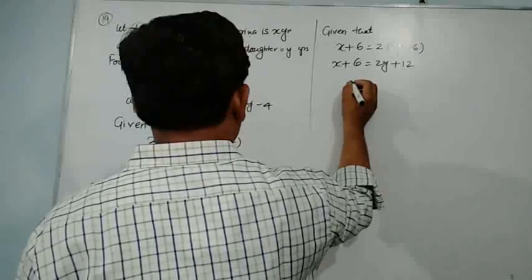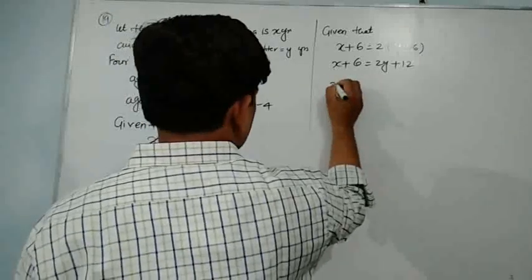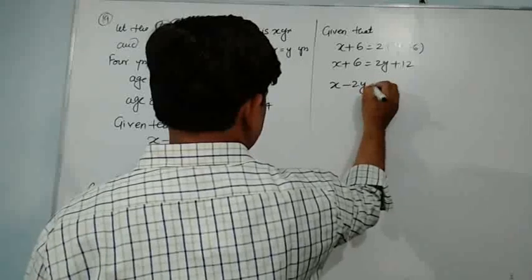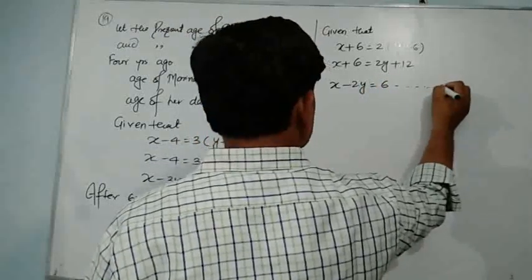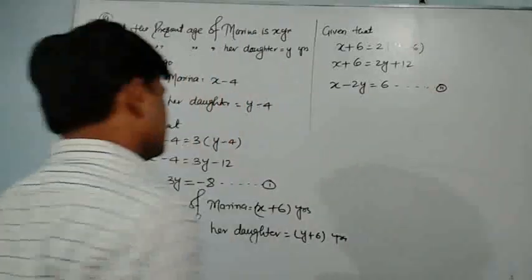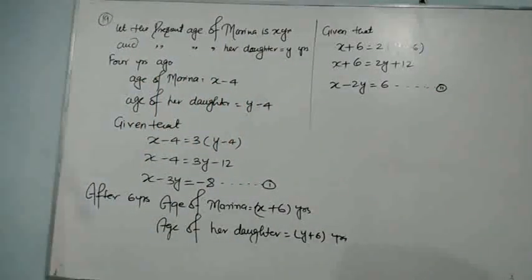Transpose it. What will happen? x minus 2y is equal to 6. This is equation number 2. And now tell me, can we solve 1 and 2 or not?